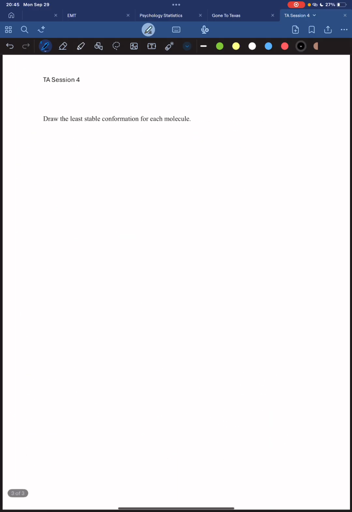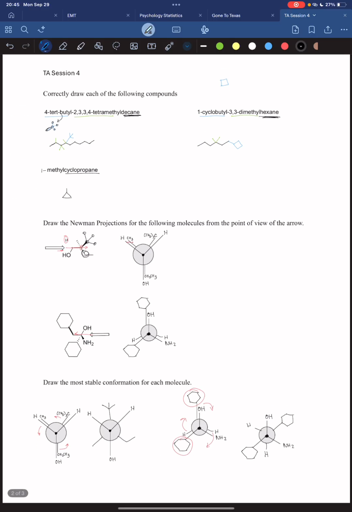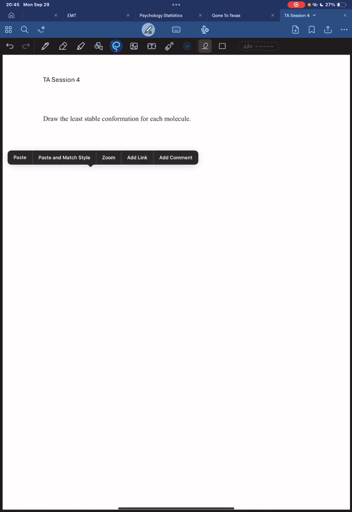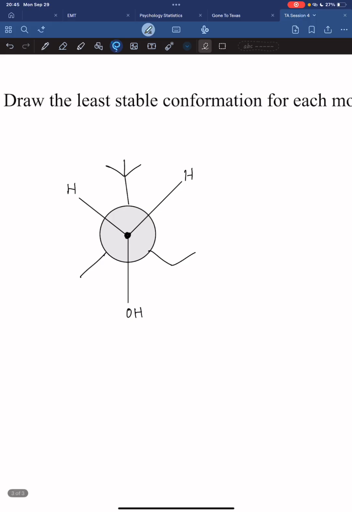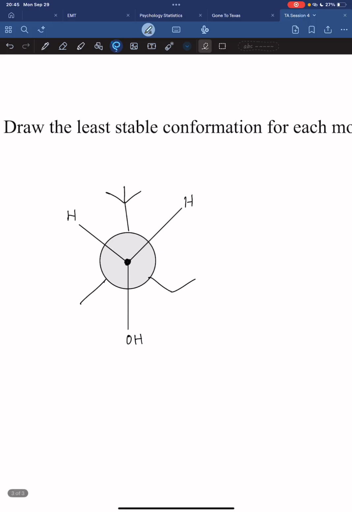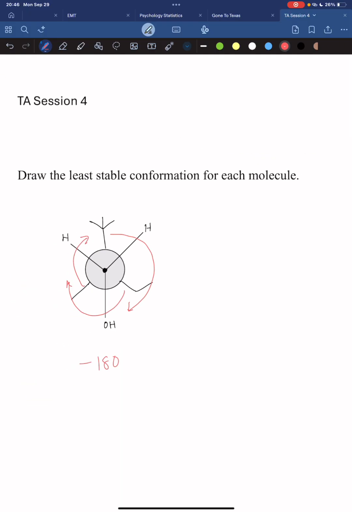All right, and now we're going to be drawing the least stable conformation. So I'm just going to go ahead and steal these. All right, so now to make the least stable, we're just going to be trying to get all of the bulky groups as close as we can. So pretty simply, all we would have to do in this case is take our bulky groups, bring them closer together. So I'm going to bring this all the way over, right? Big rotations. Basically, we're going 180 degrees. Doesn't matter which direction, I just made it negative.